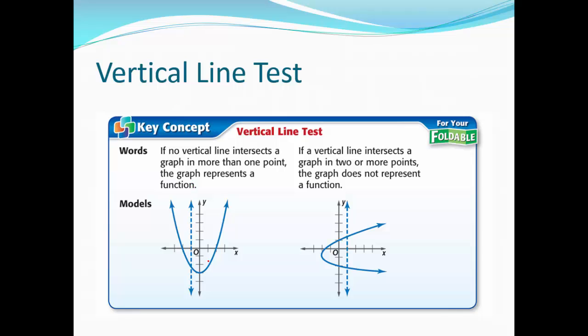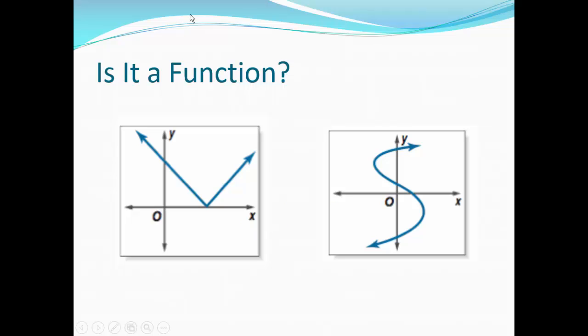If you can draw a whole bunch of vertical lines, and each one of them only intersects your graph once, then the graph must be a function. On the contrary, if you can draw at least one vertical line that intersects your graph 2 or more times, then it's not a function. And you definitely saw this in Algebra 1. Okay? So here's what we mean. Checking whether or not something's a function.